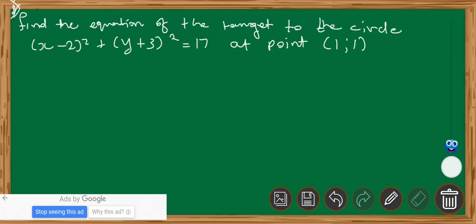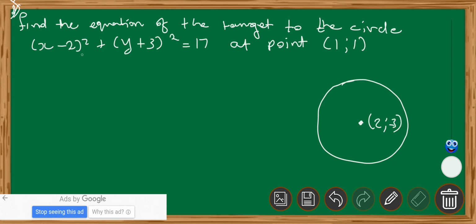So in this video we want to find the equation of the tangent to the circle (x − 2)² + (y + 3)² = 17 at point (1, 1). So the problem there, treat it as, we can draw a diagram. We have a circle, and its center from the equation of the circle is (2, −3). So we want the coordinates of the center as (2, −3), right?